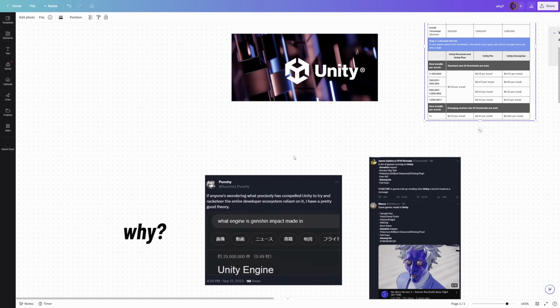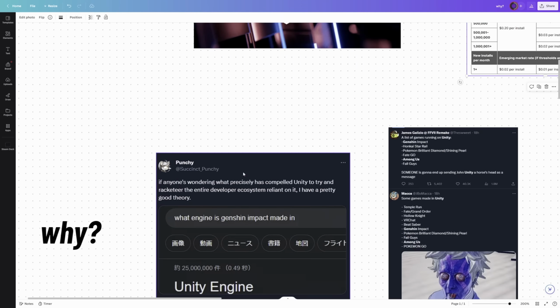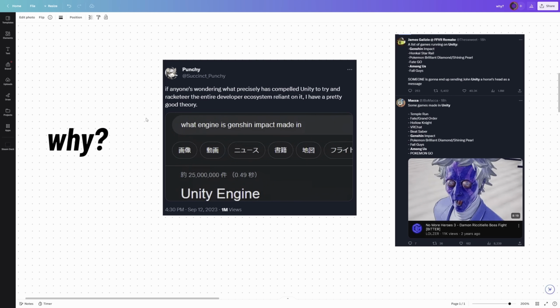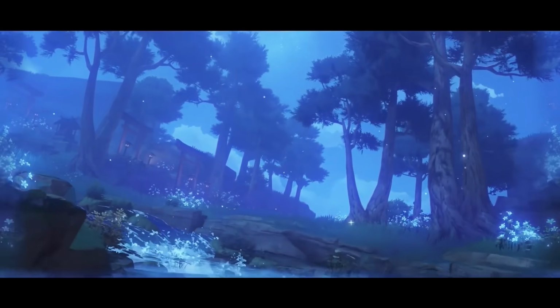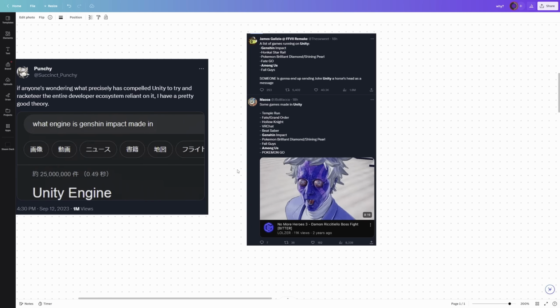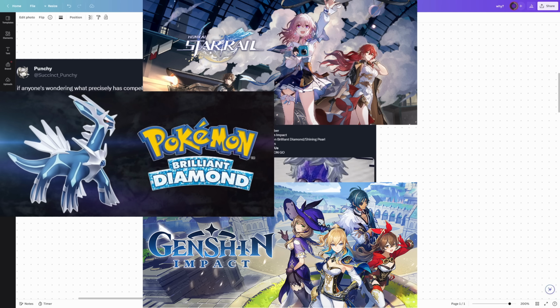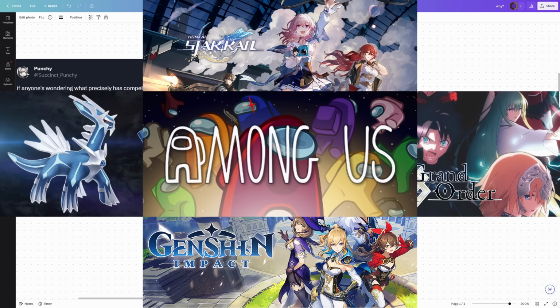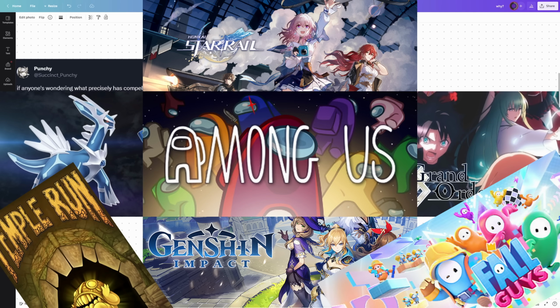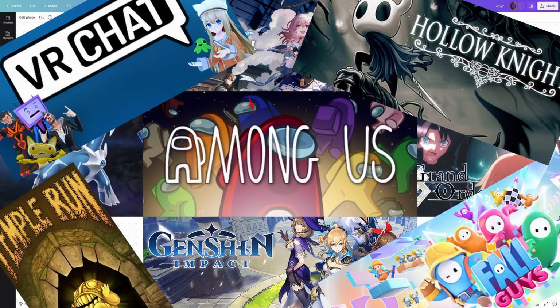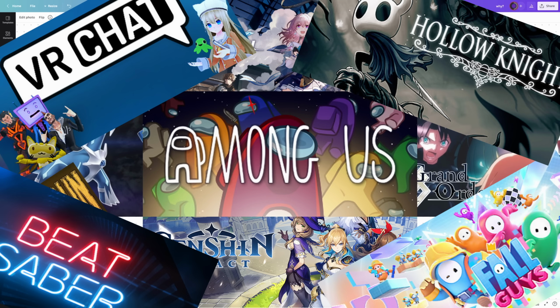So the next thing to talk about is, why are they doing this? Well, that's easy. Here's a good tweet. If anyone's wondering what precisely has compelled Unity to try and racketeer the entire developer ecosystem reliant on it, I have a pretty good theory. And that is, Genshin Impact is made in Unity Engine. In fact, here are a bunch of other games made in Unity Engine: Genshin Impact, Honkai Star Rail, Pokemon Brilliant Diamond, Shining Pearl, Fate Go, Among Us, Fall Guys, Temple Run, Hollow Knight, VR Chat, Beat Saber. The list goes on, guys.